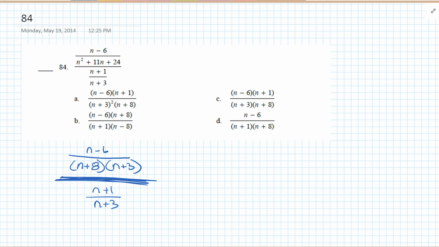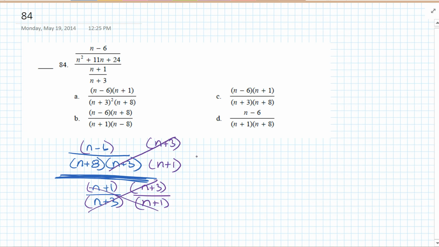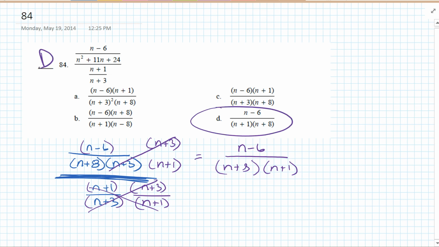Okay, since again I have a fairly simple fraction on the bottom, we're just going to multiply top and bottom by its reciprocal, (n + 3)/(n + 1). So we multiplied that on the bottom, we got to multiply it on the top. We're going to get a lot of stuff to cancel. When we do, what we're left with is n minus 6 on top over (n + 8)(n + 1). Answer will be D.